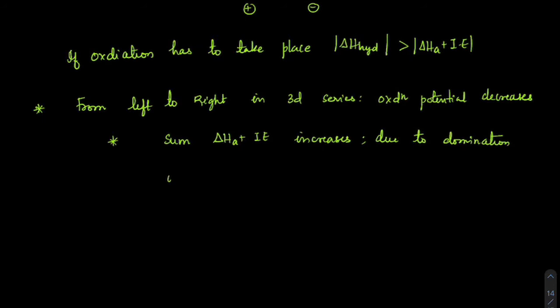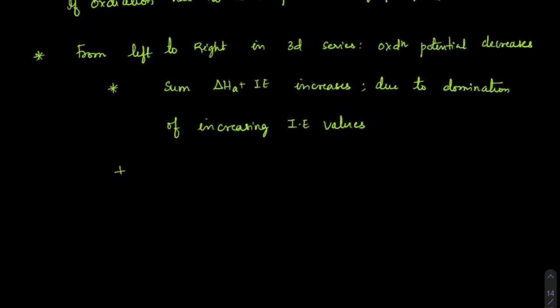So this is increasing, mainly due to the domination of increasing ionization values, IE values. Hence, what we can say is that if oxidation potential is decreasing, the E naught of reduction values must increase, correct? So in general it increases from left to right.